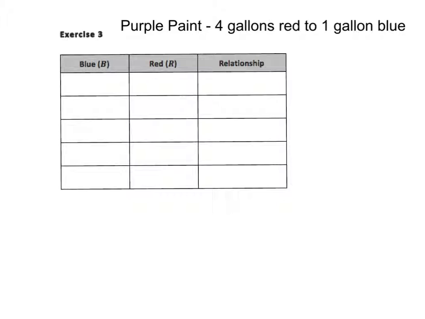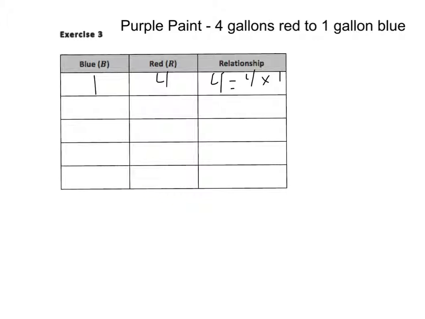In exercise 3, we're going to be making a similar table, this time with purple paint. With this purple paint, we're going to be mixing 4 gallons of red to 1 gallon of blue. So that's going to give us 5 total gallons. So our first row, well, let's keep our blue. How much blue do we have? We have 1 gallon of blue. And then how many gallons of red do we have? We have 4 gallons of red. So our relationship, well, we have 4 gallons of red. And how do we get that? We did our 4 times 1. So there's our first row in our table.